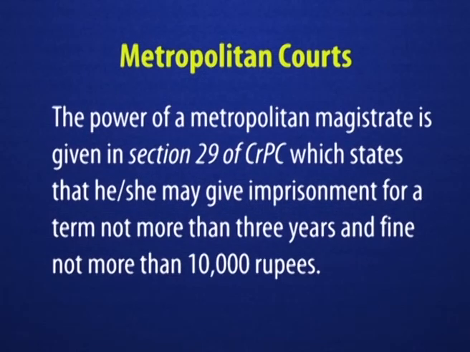The High Court of that state appoints the chief metropolitan magistrate and additional metropolitan magistrates for the metropolitan court. The power and jurisdiction of the metropolitan magistrate spreads over the entire metropolitan area. The chief metropolitan magistrate has a lower rank than a session judge does. The power of a metropolitan magistrate is given in section 29 of CRPC, which states that he or she may give imprisonment for a term not more than 3 years and a fine not more than 10,000 rupees.